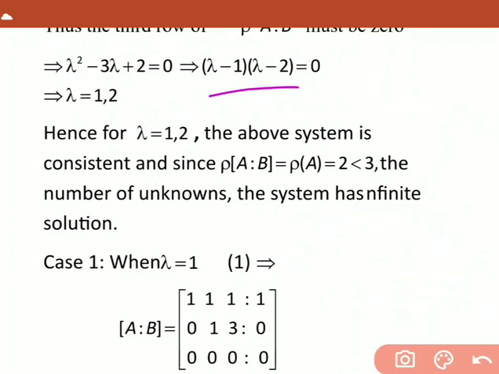From this we can see lambda equals 1 and lambda equals 2. Hence for lambda equals 1, 2 the above system is consistent, and since rank of A and rank of A colon B are 2, which is less than the number of unknowns, the system has infinite solutions. Let us take the two values of lambda. First, lambda equals 1. Then A colon B, with lambda replaced by 1, is 1 1 1 colon 1, 0 1 3 colon 0, 0 0 0 colon 0, because lambda square minus 3 lambda plus 2 is equal to 0.